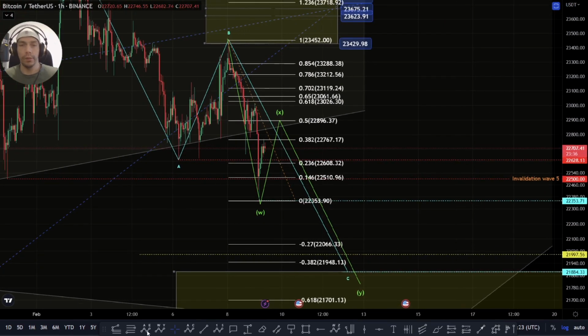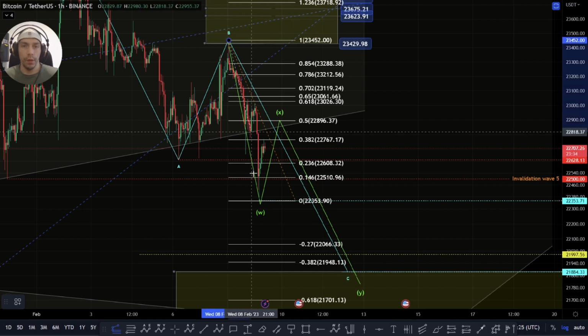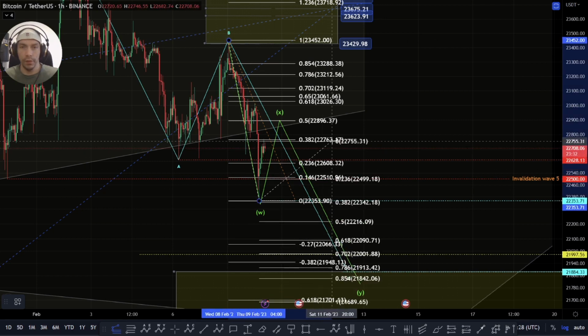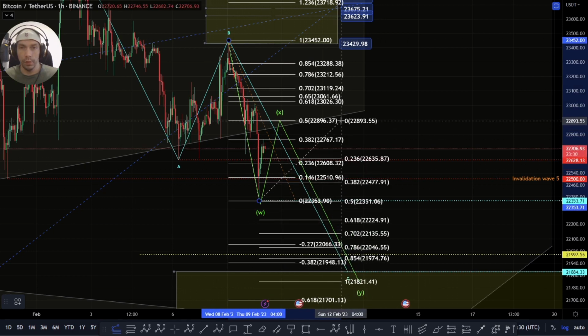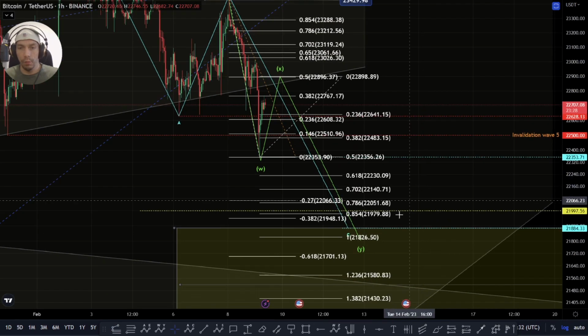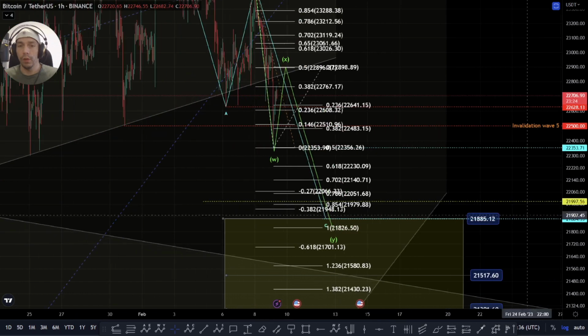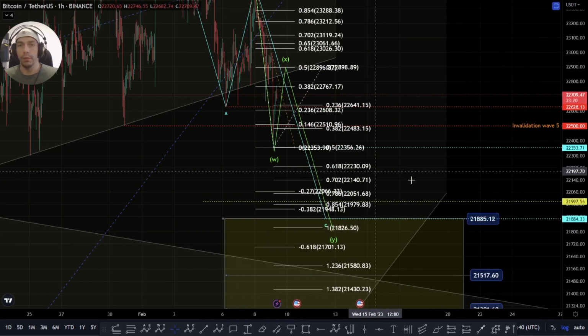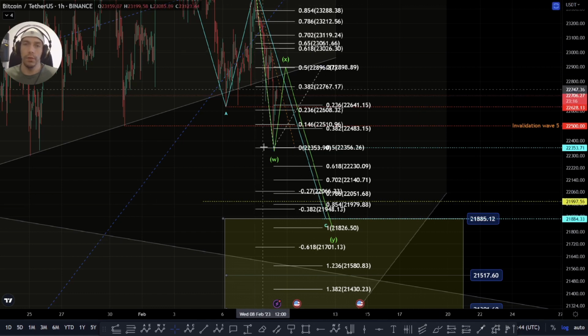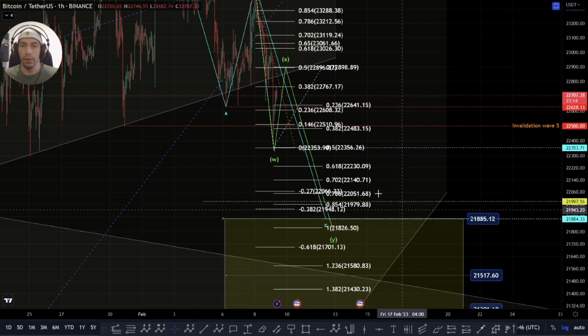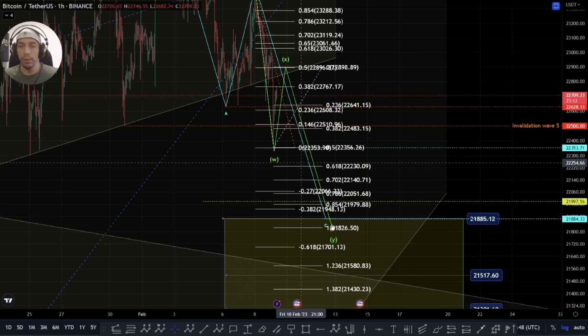If we do actually face rejection in that 50%, what we could then be looking for is the potential to move down towards this zone here at a 1-to-1 of this 21,826. So we can see the 1-to-1 of this C wave or this Y or this W wave, depending on which way we're looking at, is actually this 21,884. So this would be interesting if we do get this play out to the downside like this. We can then look potentially to come back into this area.